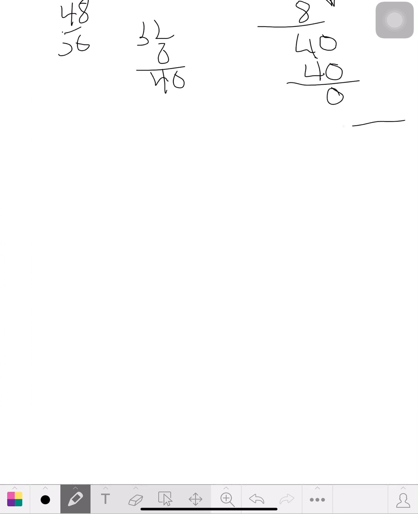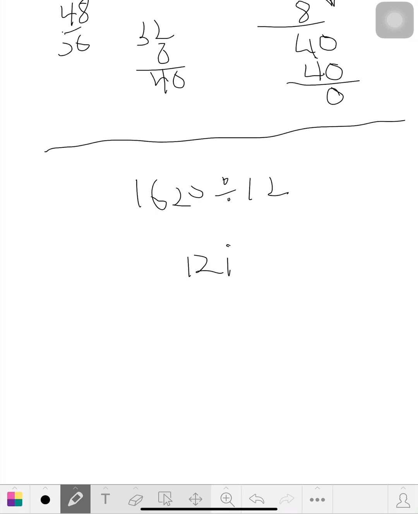Okay, let's go another one. We'll do a few more. That way, hey, you'll have it down for sure. Okay? Now we got 1620 divided by 12. I'd rewrite it. I got 12 outside 1620.